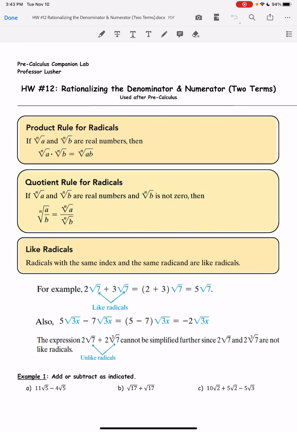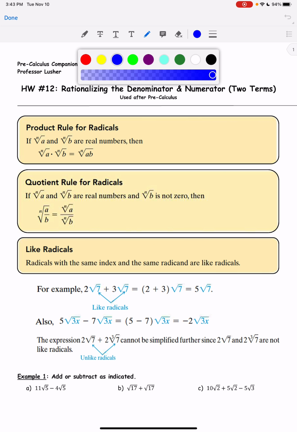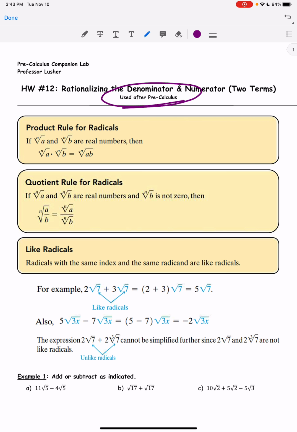So in homework 11 we rationalized the denominator with one term. This one we are rationalizing both denominator and numerator, and we're going to have two terms. Again, this is going to be used after calculus. Rationalizing the numerator will actually 100% come up in your calculus class when you are starting off doing limits. And I'll show you exactly what I'm talking about when we get to that problem. But you will need this.